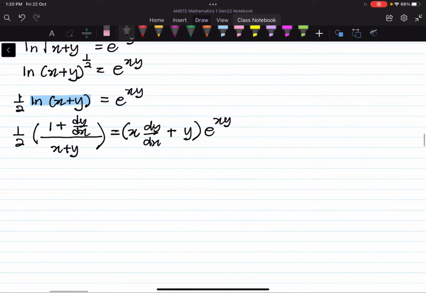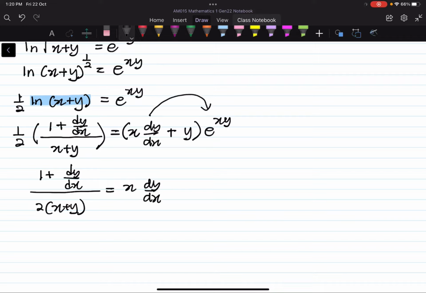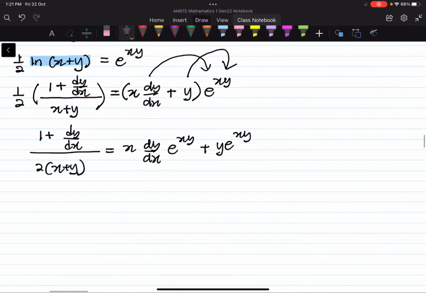Now let us simplify this. So we can write down as (1 + dy/dx) divided by 2(x+y) equals to x dy/dx times with e^(xy), plus y times with e^(xy) is y e^(xy), and we can cross multiply the 2(x+y) in the denominator.